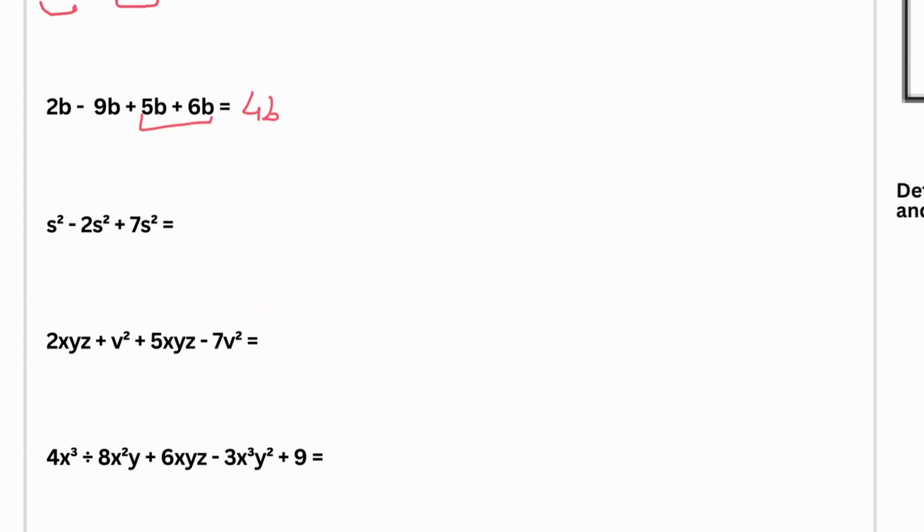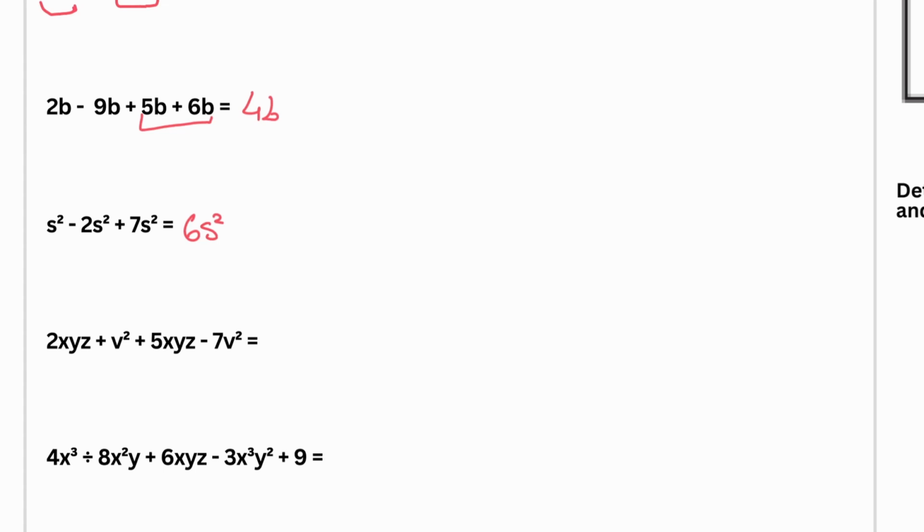Here, the variables are s squared, and they're all similar terms. 7s squared minus 2s squared would be 5s squared, plus s squared would be 6s squared. Okay, don't forget to pause the video and do these questions by yourself first, and then watch the video.